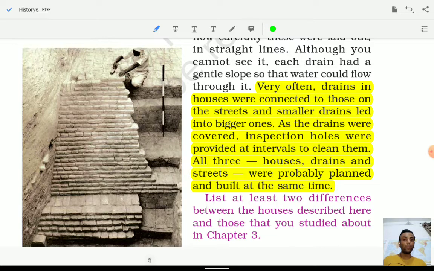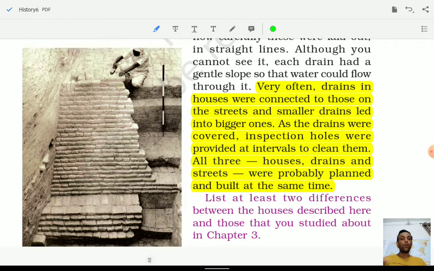So there were no open pits, no open drainage, because they were also aware that if they kept it open, different pathogens, mosquitoes or diseases might occur due to that. So they were very health conscious, in short. The inspection halls were provided at intervals so that they could clean on a regular basis. Understand what type of understanding they developed about hygiene and the purpose of keeping their environment clean.